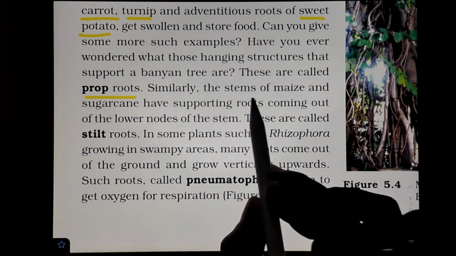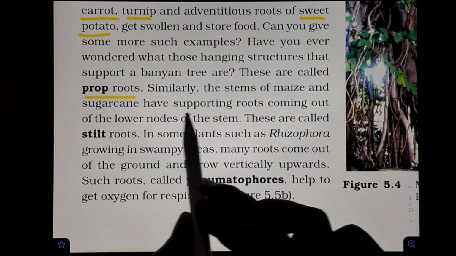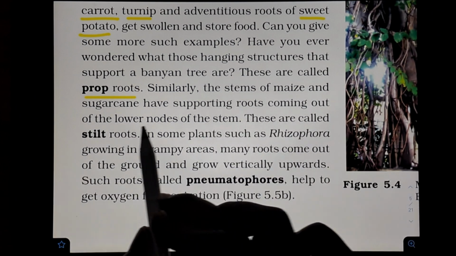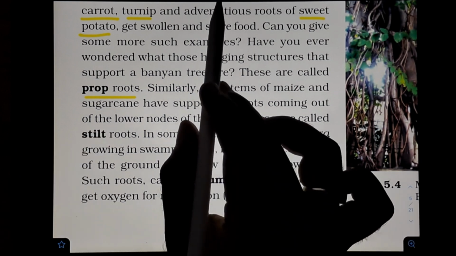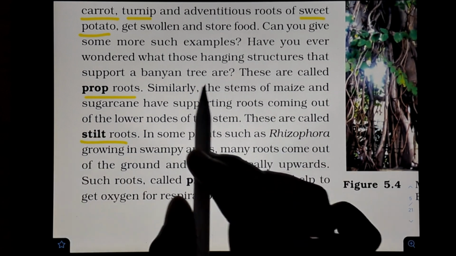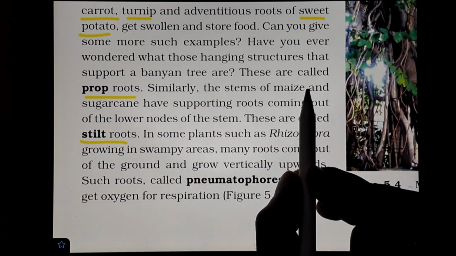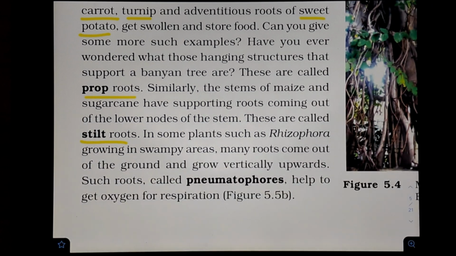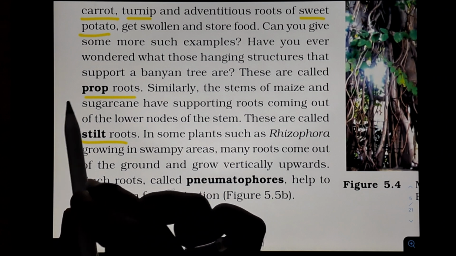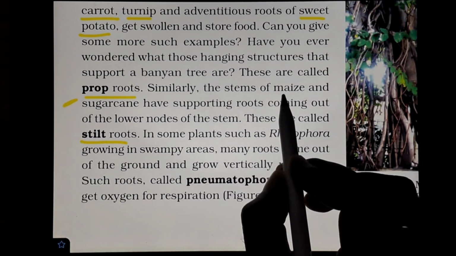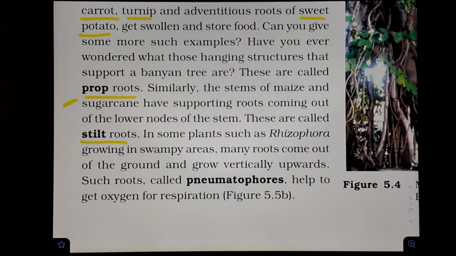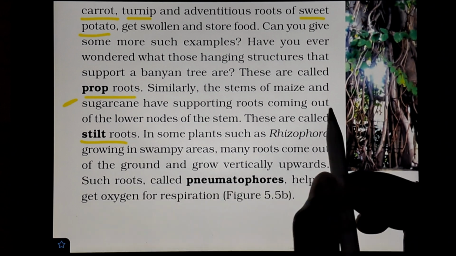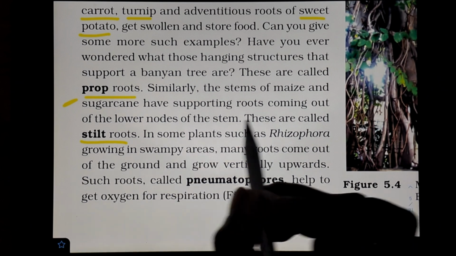Similarly, the stems of maize and sugarcane have supporting roots coming out of the lower nodes of the stem. These are known as stilt roots. Actually, in banyan tree, the roots are modified to give mechanical support. These are known as prop roots. But in maize and sugarcane, the roots come from the basal ones, from the lower nodes of the stem. These types of roots are known as stilt roots.